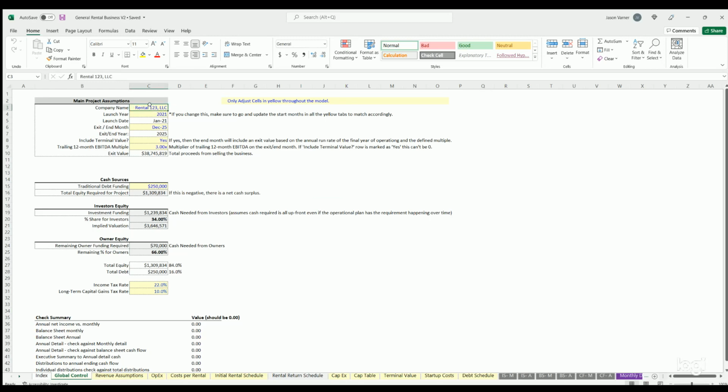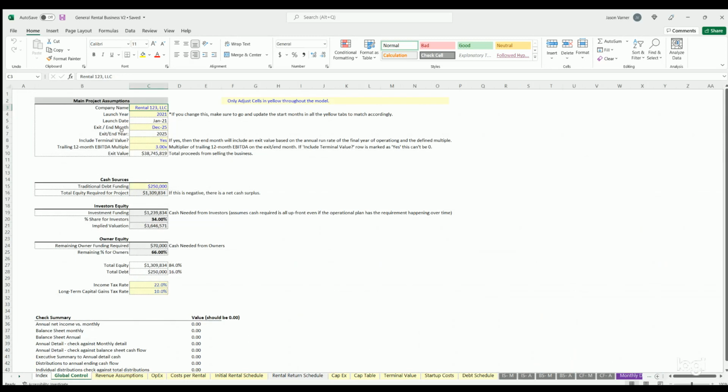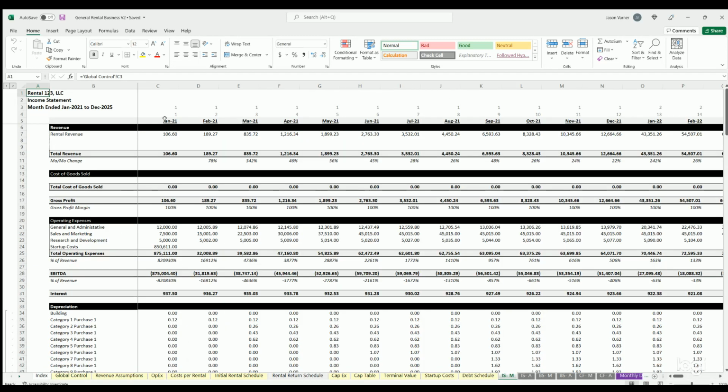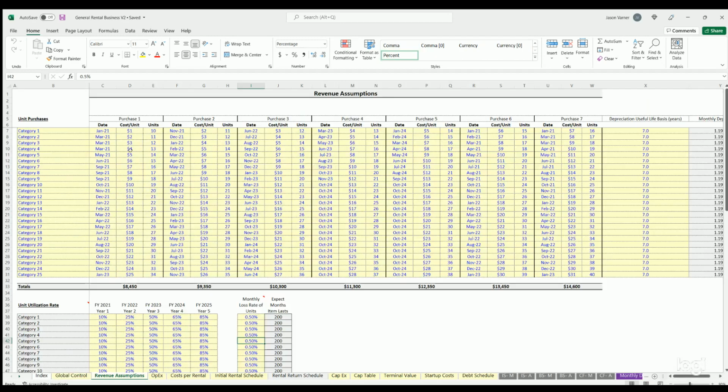Company name entry. This will flow to the financial statements right up top here. The launch year, which will drive the timing. You can see the months here and year, as well as here. And you can adjust this to anything. Make sure when you do adjust this that you also adjust the relevant drop downs on the other light yellow tabs, because if the year changes, that will change what is selectable. Like on all these drop downs.